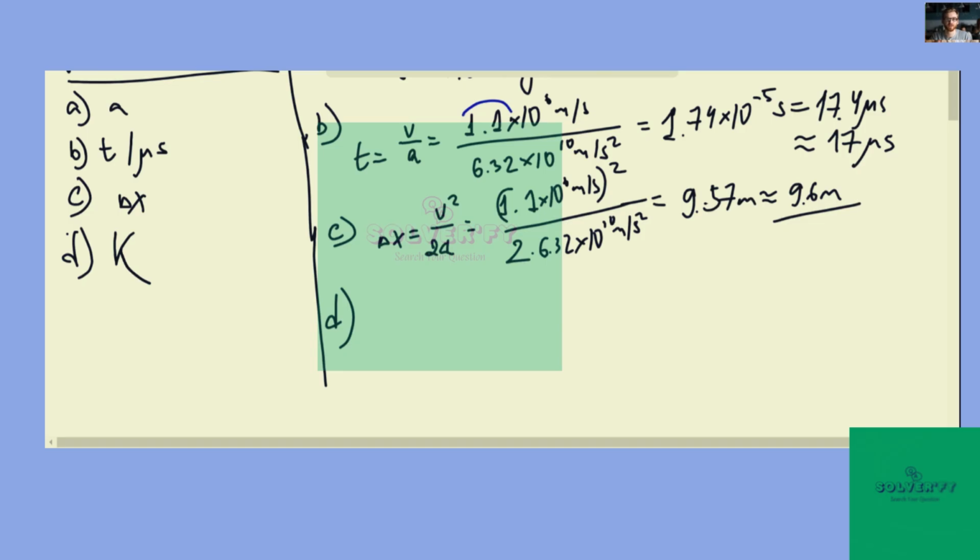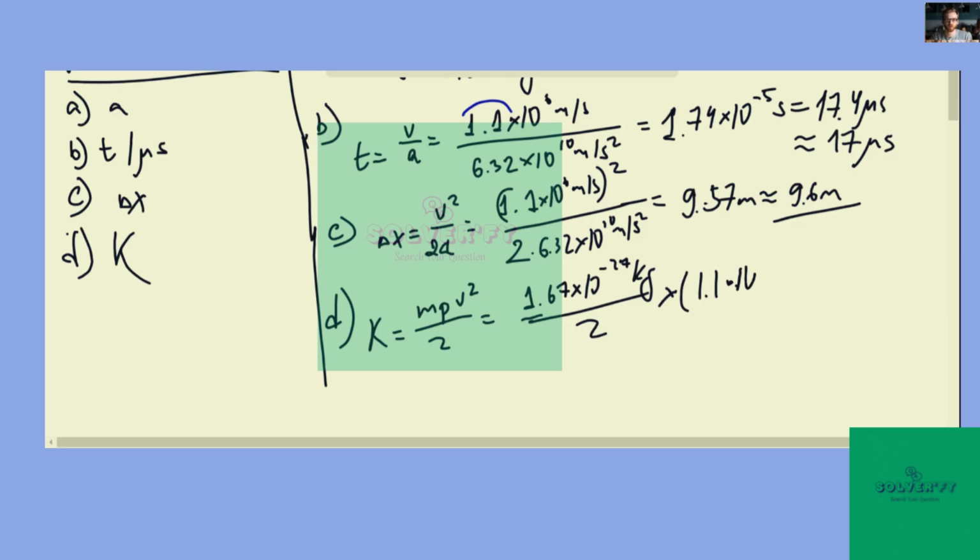1.1 times 10 to the power of 6 meters per second. So this kinetic energy equals the mass of the proton times the velocity squared, divided by 2, or 1.67 times 10 to the power of negative 27 kilograms divided by 2, multiplied by 1.1 times 10 to the power of 6 meters per second, all squared. Now let's calculate this result. It equals 1.01 times 10 to the power of negative 15 joules, which is roughly 1.0 times 10 to the power of negative 15 joules.